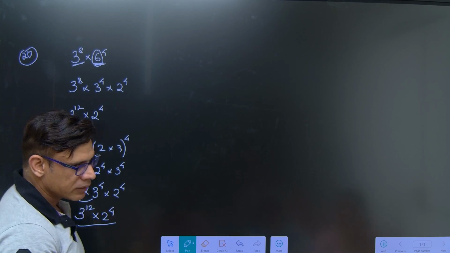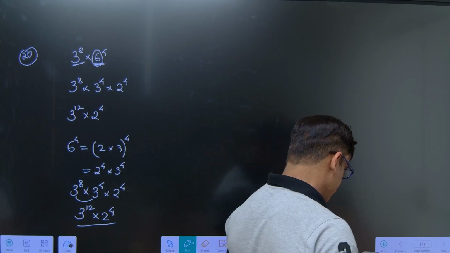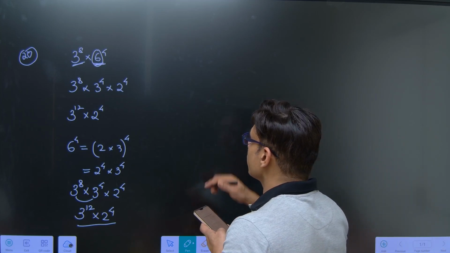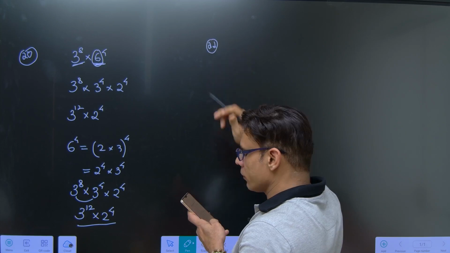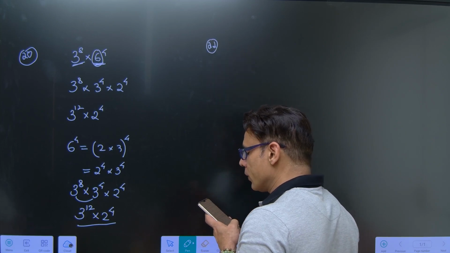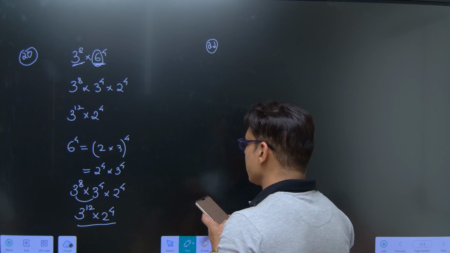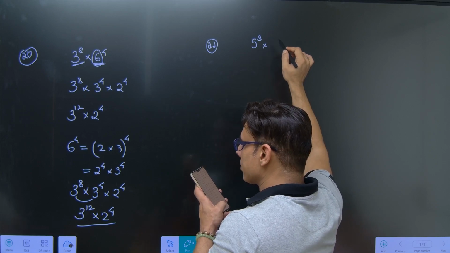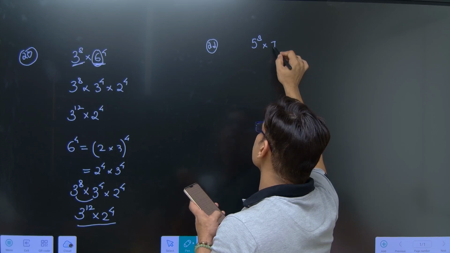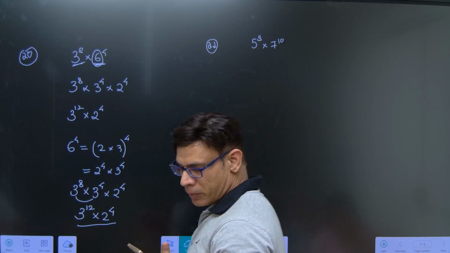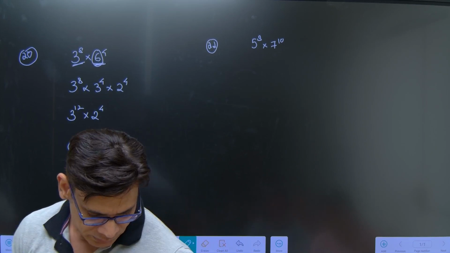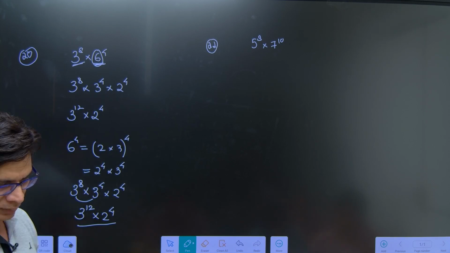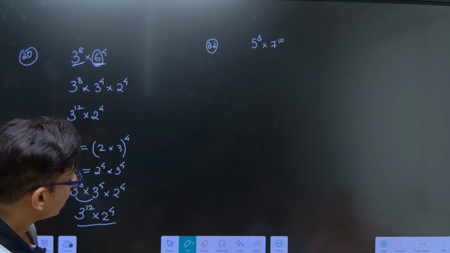Find out the number of factors in this. Understood? Next question is question number 22, based on factors only. Find the number of ways in which you can write 5 raised to the power 8 into 7 raised to the power 10 as a product of two different factors. एक मिनट.